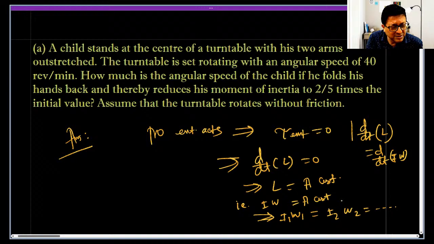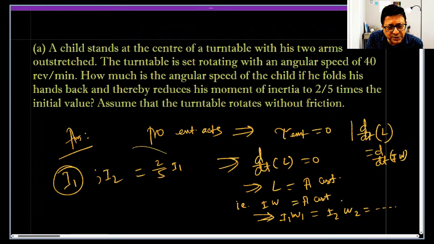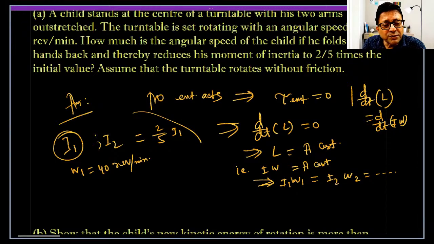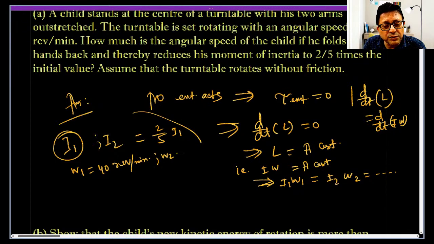I1 is the initial moment of inertia. I2 will be what? It is given that by folding hands, reducing the moment of inertia, it will be 2 by 5 I1. Okay? What is the initial angular speed? 40 rev per minute. Your problem is to find omega 2.